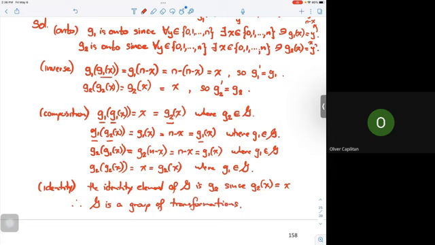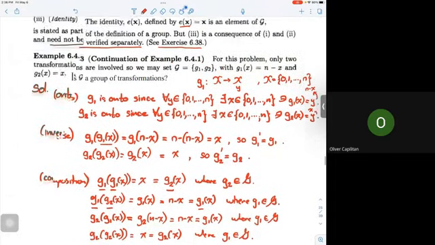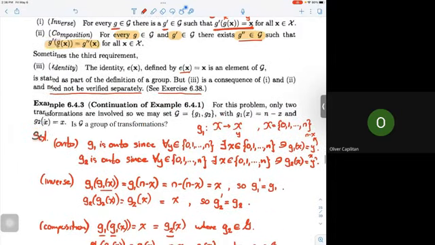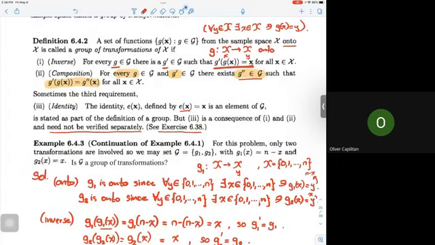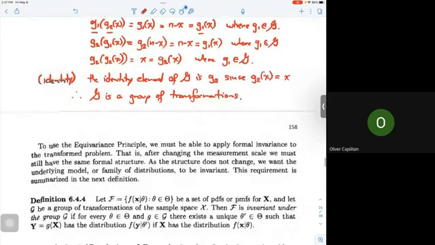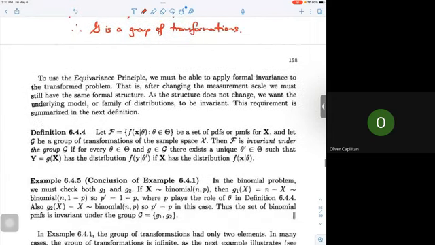Any questions or clarifications? Kung may book kayo dyan, hindi naman ito pinakita, no? We have just the definition and then of being a group of transformations. Walang question? So let me proceed. Parang walang question yata.